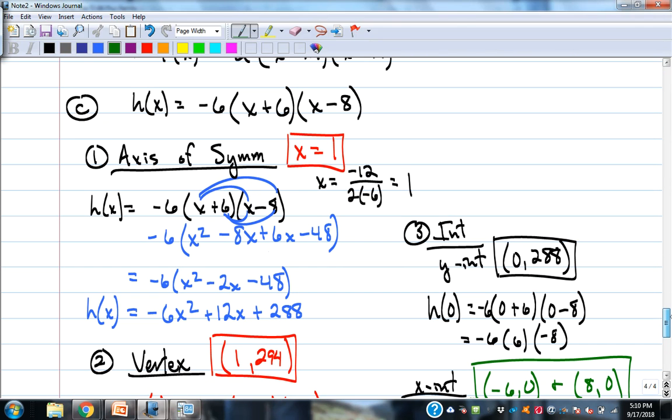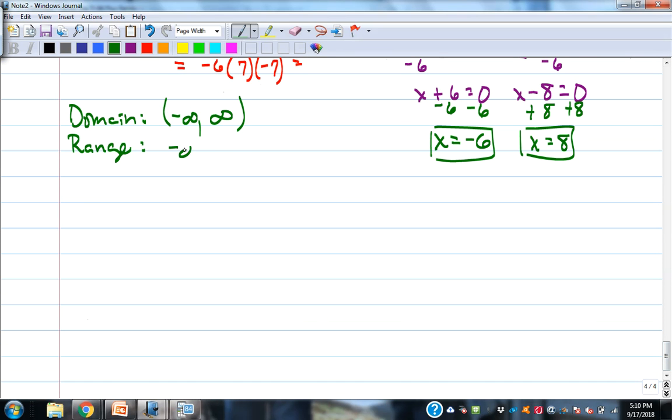Which direction does this sucker open? Up or down? What's A? It's negative 6, so it's going to open down. So we've got a maximum, a highest point. It's going to come up from negative infinity to the maximum y value, which is 294. Okay, so our range is from negative infinity to 294.